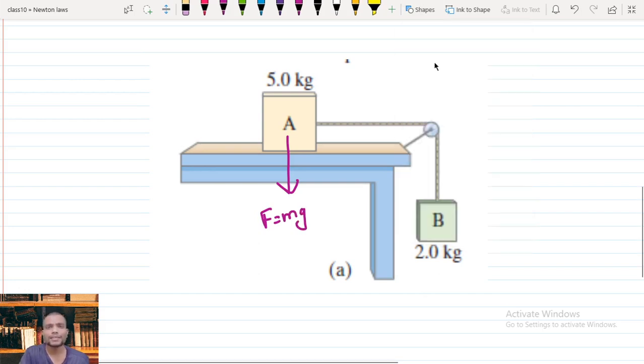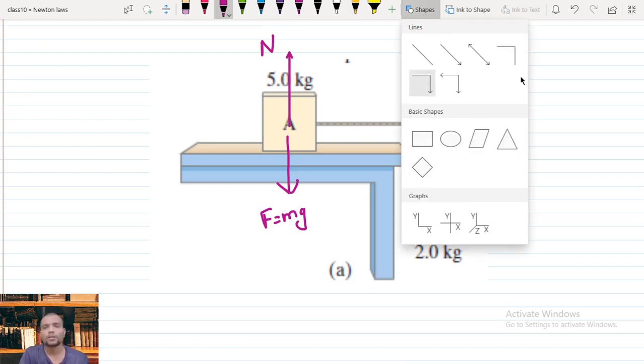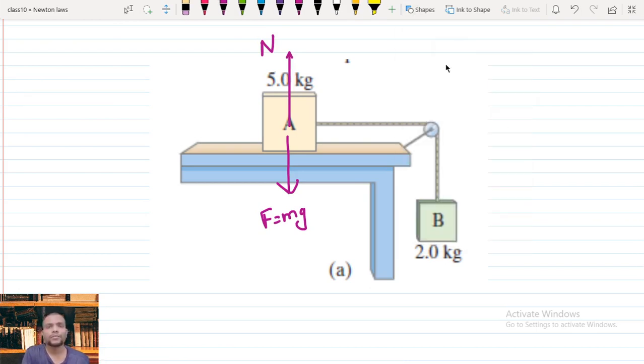To counterbalance it here, there is a force which is acting in the upward direction. This force we call a normal reaction force. So this is the normal reaction force. Suppose if I take friction, the friction force is acting in the opposite direction. So this is friction.